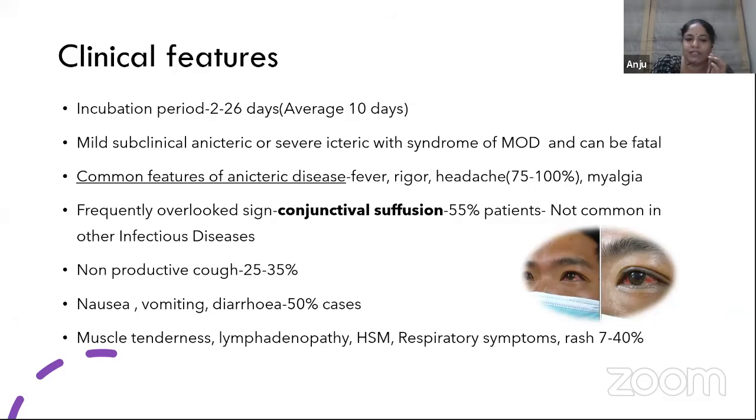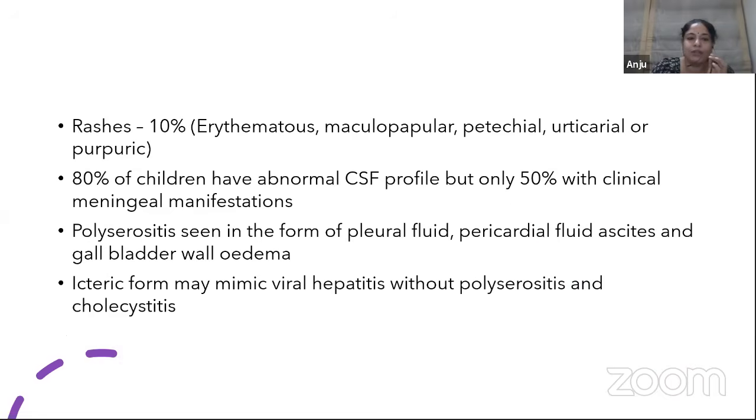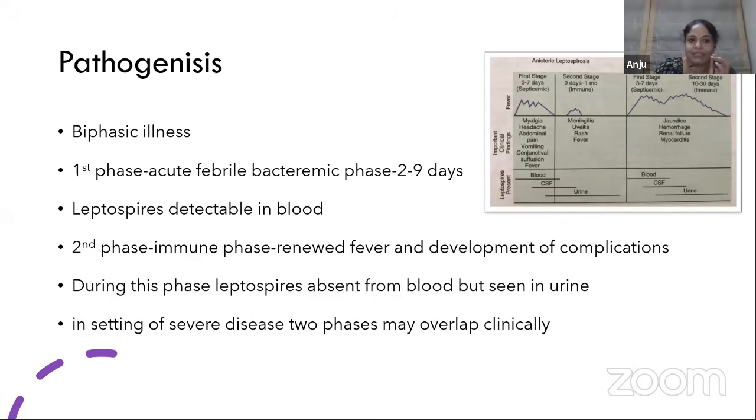About 50% of cases present with nausea, vomiting, and diarrhea, confusing it with salmonella. Muscle tenderness, lymphadenopathy, hepatosplenomegaly, and respiratory symptoms are also noted. About 10% of the children present with rashes. It can be of any type, like erythematous, maculopapular, petechial, urticarial, or purpuric. 80% of the children have an abnormal CSF profile, but only 50% with clinical meningeal manifestations. Polyserositis, if seen, is in the form of pleural fluid, pericardial fluid, ascites, and gallbladder wall edema. Icteric form may mimic viral hepatitis, but without polyserositis and cholecystitis.